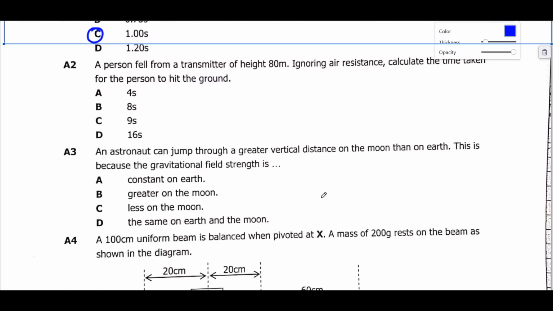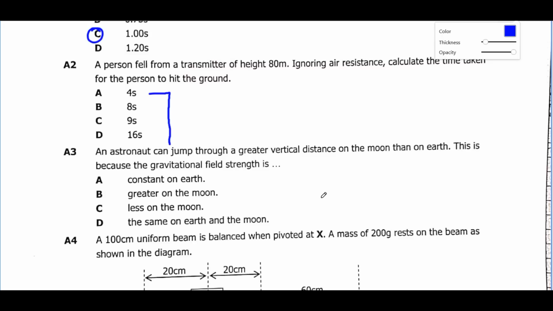We go to question 2. A person fell from a transmitter of height 80 meters. Ignoring air resistance, calculate the time taken for the person to hit the ground. I'm going to give you this illustration for you to see. Down here is the ground. Then here, this is where the person is. The distance from the height of this transmitter to the ground is given to be 80 meters. Now we want the time this person took to hit the ground.